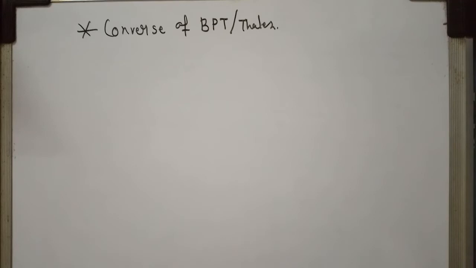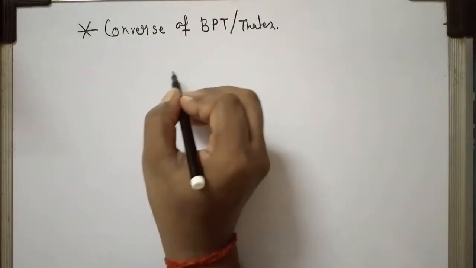So what is the statement of the converse of BPT? If a line divides any two sides of a triangle in the same ratio, then the line is parallel to the third side. Please don't get confused between this theorem and the midpoint theorem, which you studied in 9th standard. I repeat, the statement is: if a line divides any two sides of a triangle in the same ratio, then the line is parallel to the third side. That means I'm explaining the statement through the figure.